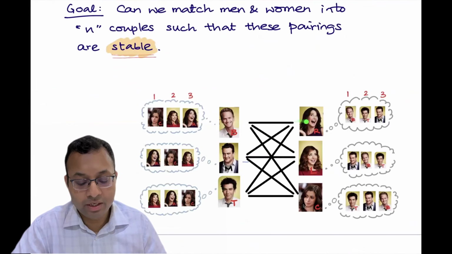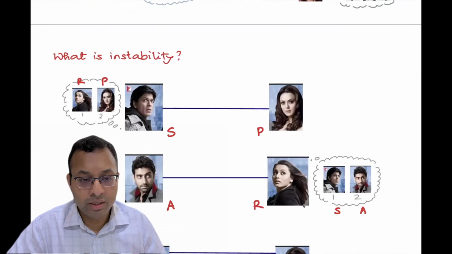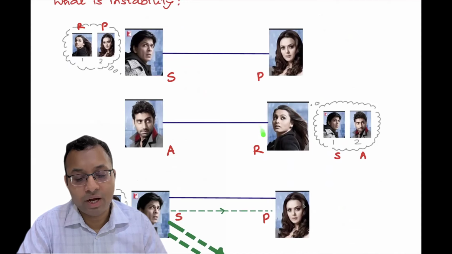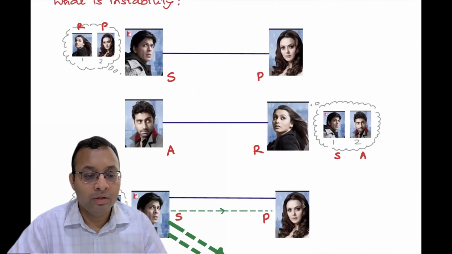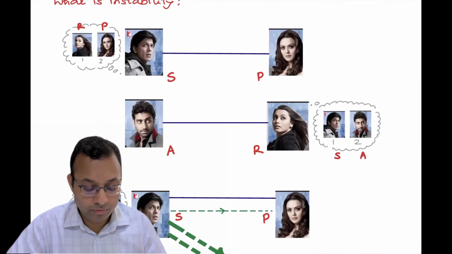Everyone is matched, it's a perfect matching, and there is no instability, in the sense that if there are two matching edges, then there are no two cases like S and R, where S prefers R over its current partner P, or R prefers S over its current partner A. So this is the notion of instability. There is no instability and it's a perfect matching. That's what we're looking for.